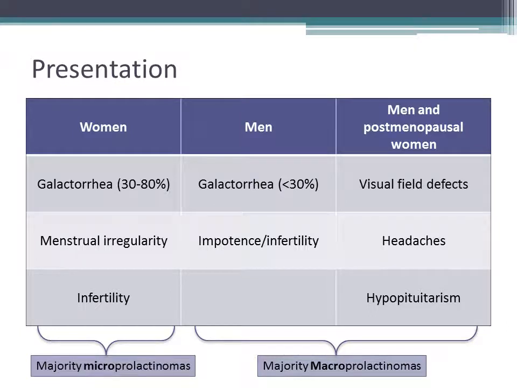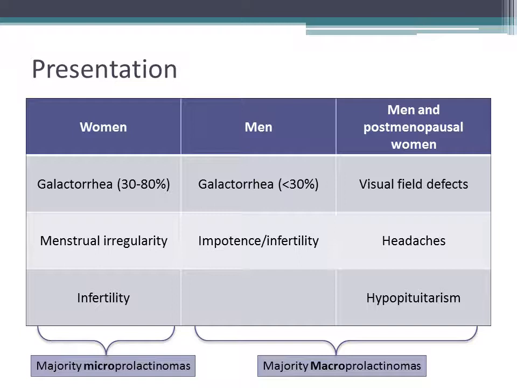In women, galactorrhea is present in 30 to 80% of women presenting with prolactinomas. They have menstrual irregularity and infertility. And because they present earlier, the majority are microprolactinomas at the time of diagnosis.